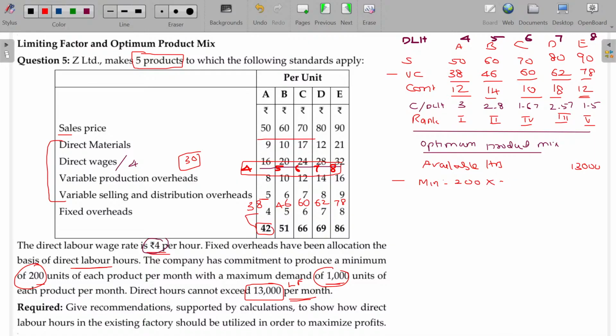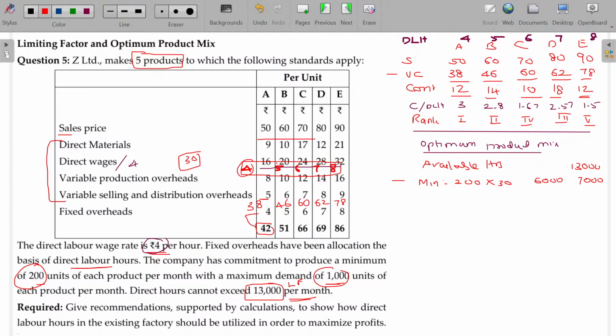So, if I multiply with 30, 6,000 hours has been utilized for manufacturing the minimum requirement of A, B, C, D, and E. Balance surplus 7,000 can be used for manufacturing the top ranked product to the maximum market demand. Clear?